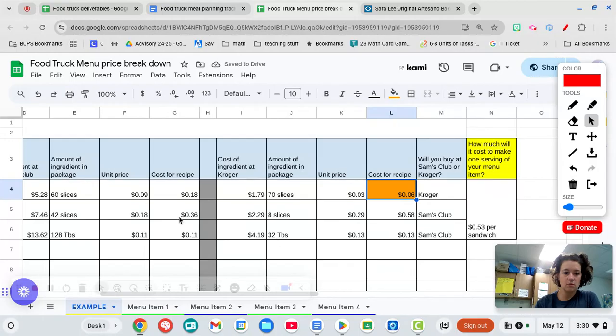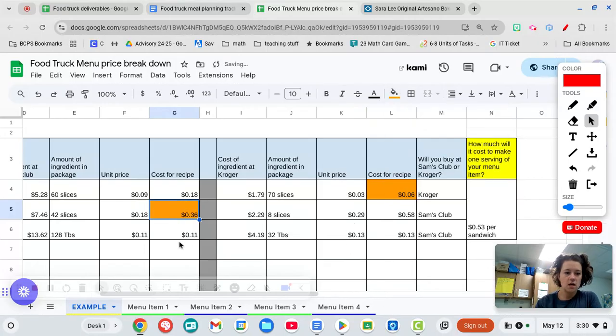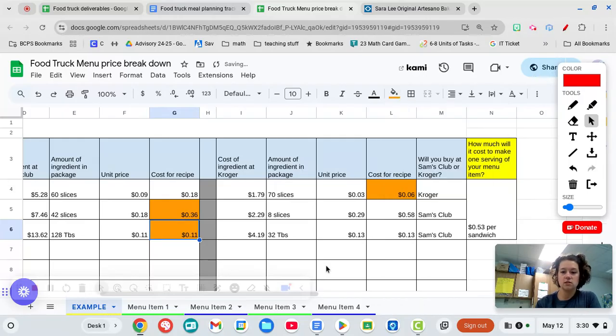And at Sam's Club, my cheese is a little cheaper. It's 36 cents for my 2 slices, so I'm going to use that cheese. And then my butter is also a little cheaper at Sam's Club. And then to find the cost of my total sandwich, I'm going to add the cost of my bread, the cost of my cheese, and the cost of my butter, and that will tell me 53 cents per sandwich.